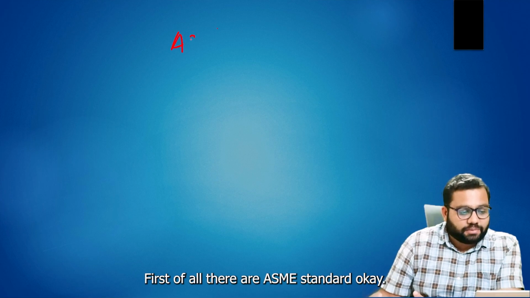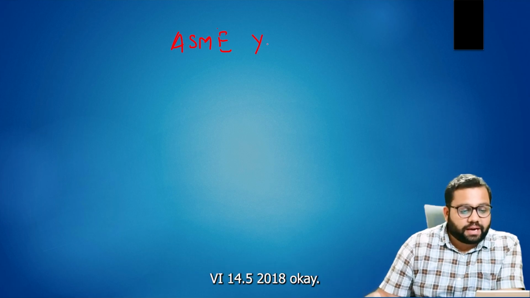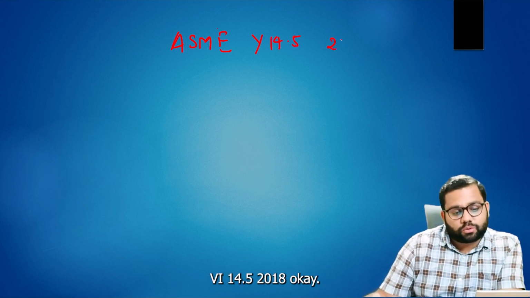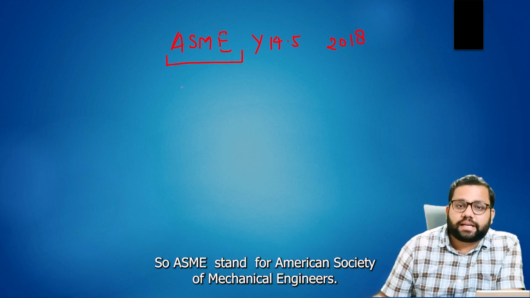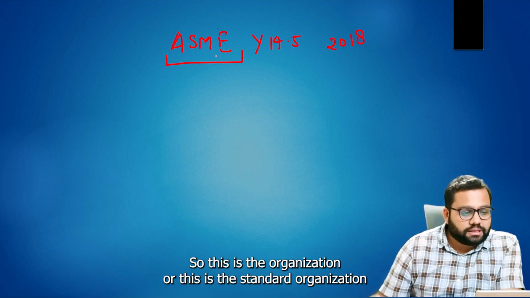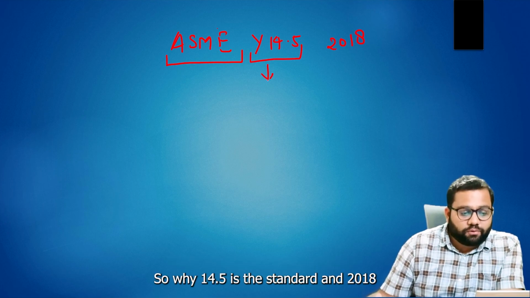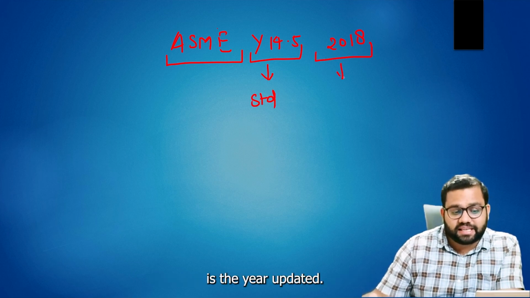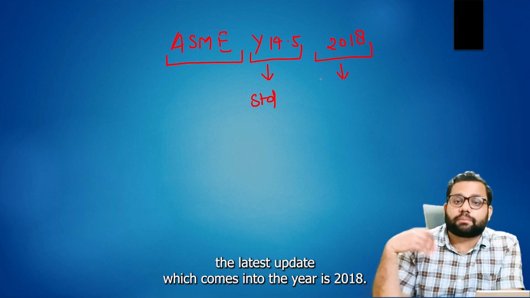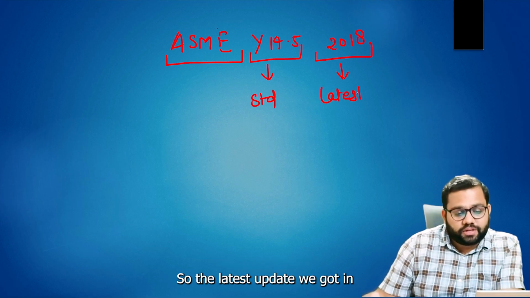First of all, there is the ASME standard. Okay. So the standard we are going to understand is of ASME, ASME Y14.5 2018. Okay. So ASME stands for American Society of Mechanical Engineers. Okay. So this is the standards organization which has provided the standard Y14.5. Okay. So Y14.5 is the standard, and 2018 is the year, the latest update which came in the year 2018.